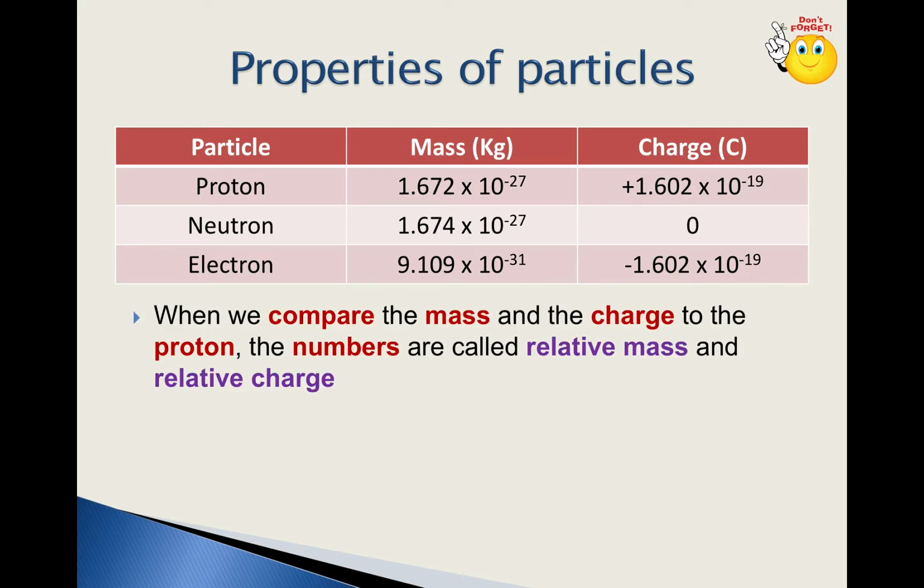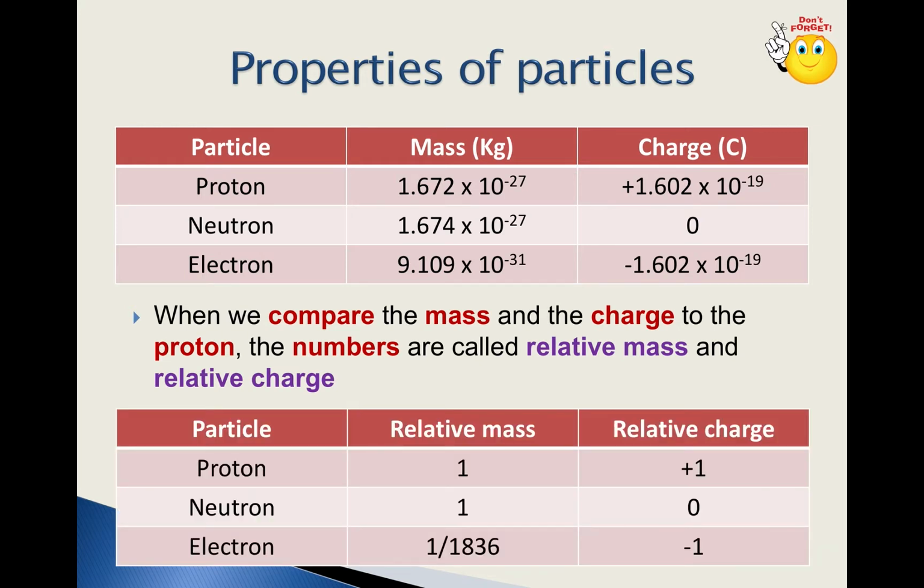When we compare the mass and the charge, we can get some numbers called the relative mass and the relative charge. This is a table that you've probably seen more at GCSE, and it compares the proton, neutron and electron and their masses and their charge. We can see that the mass of the proton is 1, the mass of the neutron is 1, and the mass of the electron is very, very small, and we quote it as a fraction, 1 over 1836. The relative charge of a proton is +1, the neutron is 0, and the electron is -1.